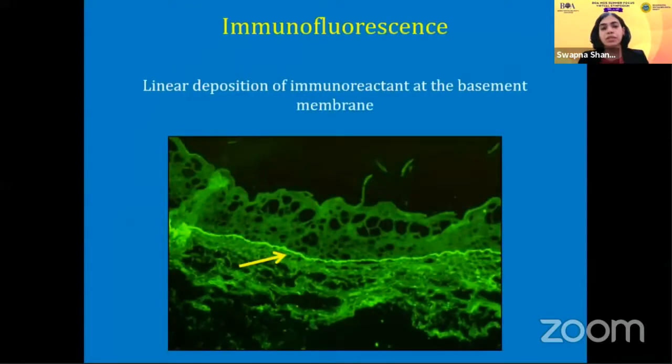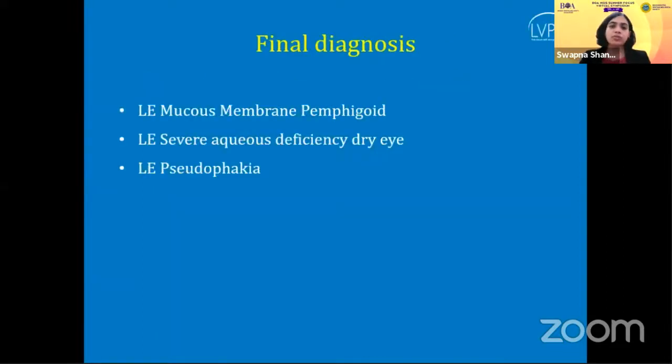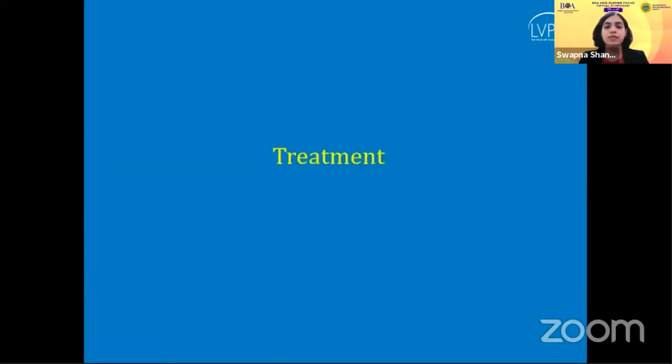For this patient, the direct immunofluorescence was positive and there was linear deposition, as can be seen here, at the basement membrane. So the final diagnosis was left eye mucous membrane pemphigoid with severe aqueous deficiency, dry eye.